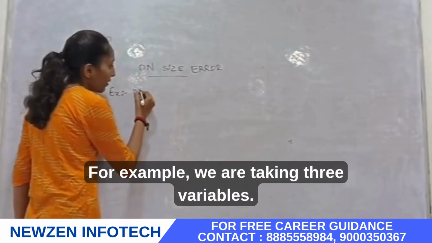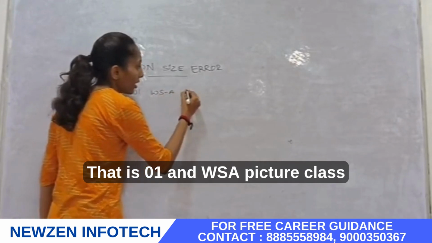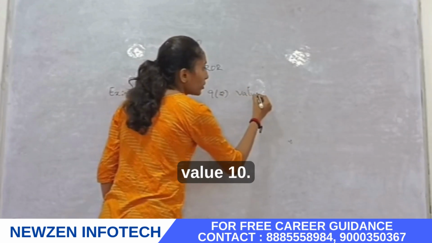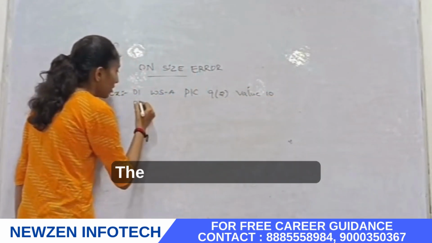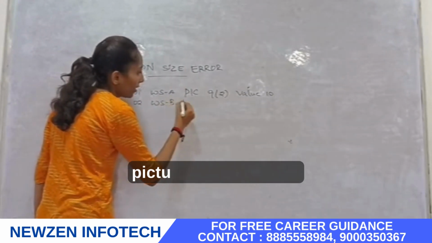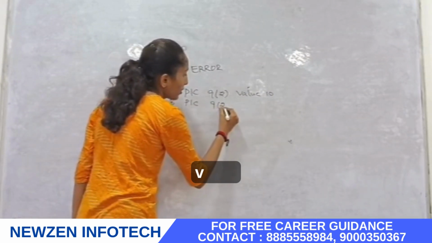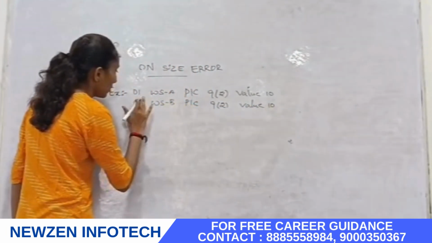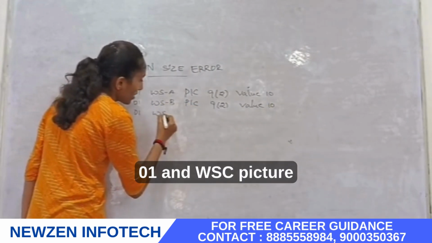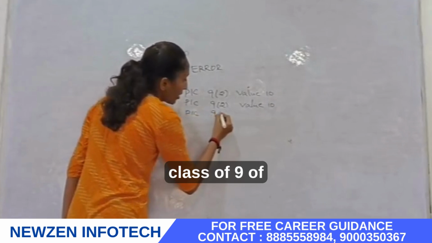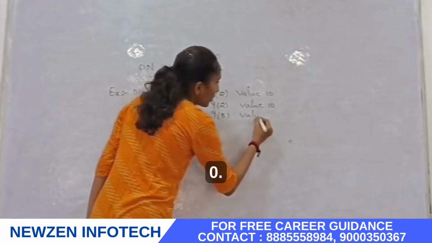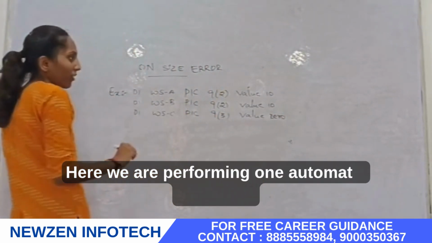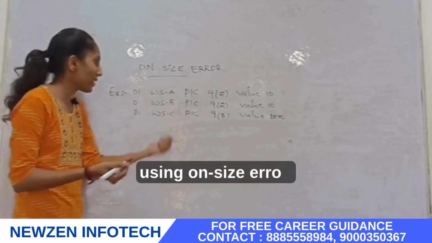For example, we are taking three variables, that is 01 WS-A PIC 9(2) VALUE 10. The second variable, WS-B PIC 9(2) VALUE 10. 01 WS-C PIC 9(3) VALUE 0. Here we are performing one arithmetic operation using ON SIZE ERROR.